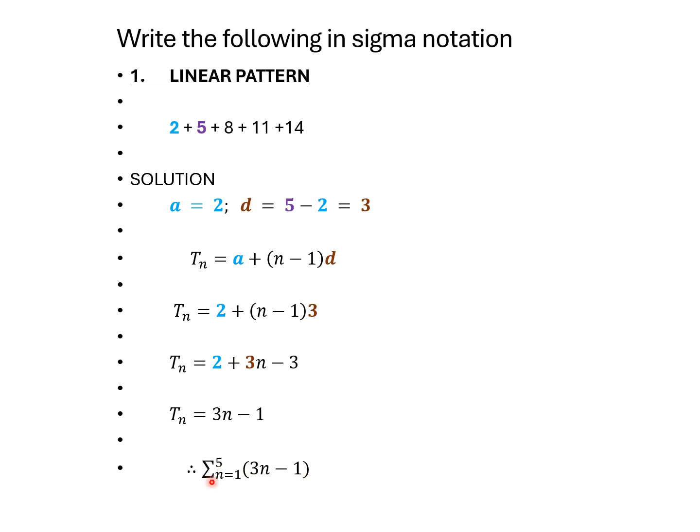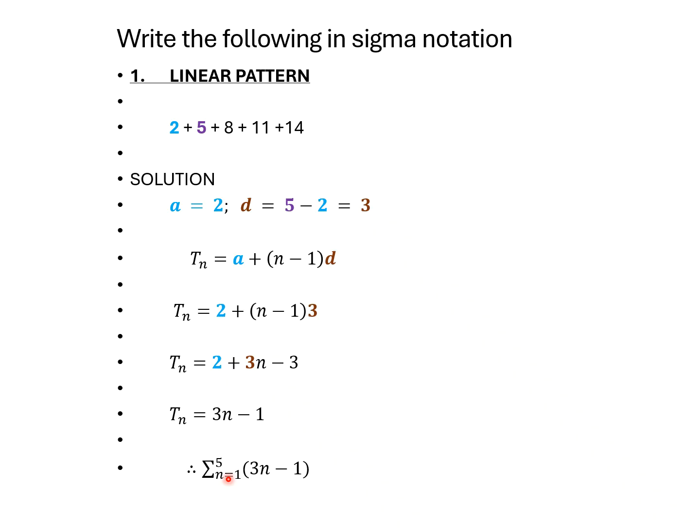Right, so you see there's my 3n minus 1. My summation sign has a starting point and an ending point. Here 2 is the first term, so I'm starting at n equals 1, and I'm continuing 1, 2, 3, 4, 5. So I have 5 terms. I start at 1 and end at 5. So n equals 1 to 5, I can write it below and on top. I've just typed it on the side.